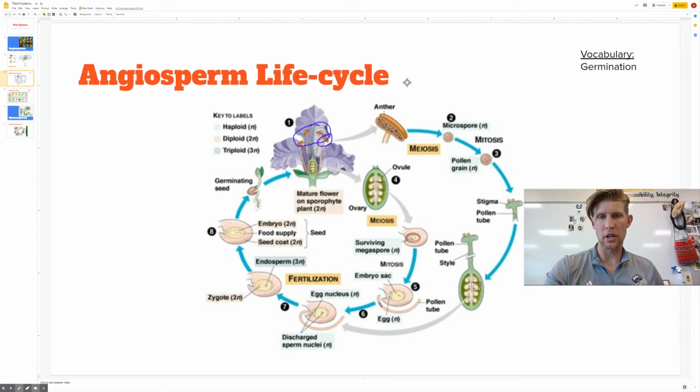So we've already had meiosis. Meiosis is happening in here, and it's creating the pollen. The pollen will actually go inside the ovary or ovule and pollinate it, usually using some insect or birds or whatever we're using. Then once it fertilizes the egg, it becomes a zygote.